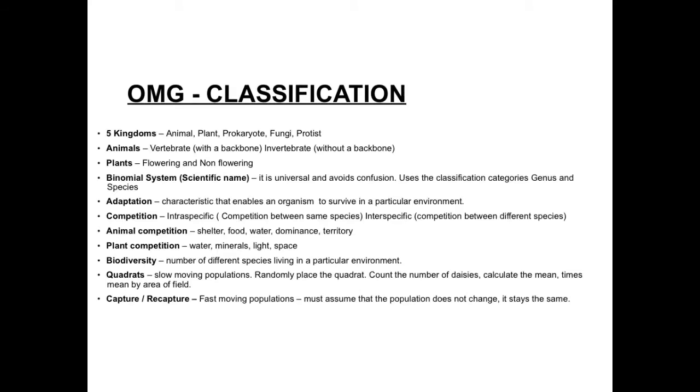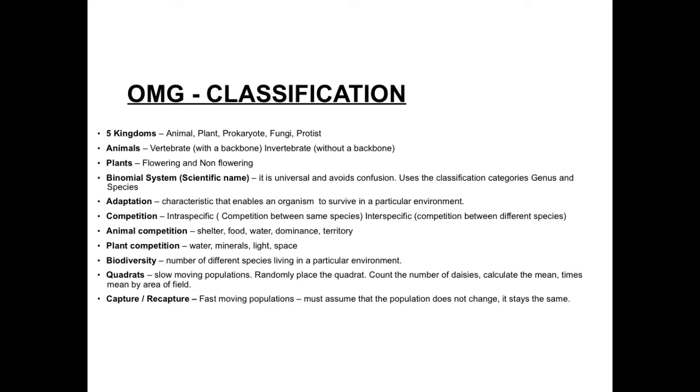Okay, this is an OMG for classification. So let's have a little look at what sentences we could use for this if it comes up in the exam. So let's talk about the 5 kingdoms. As we know, there are 5 kingdoms: the animal, plant, prokaryote, fungi and protists. Okay, so know the animal, plant kingdom, and we look at that really well. We just need to know the other 3, that there is 5 in total.